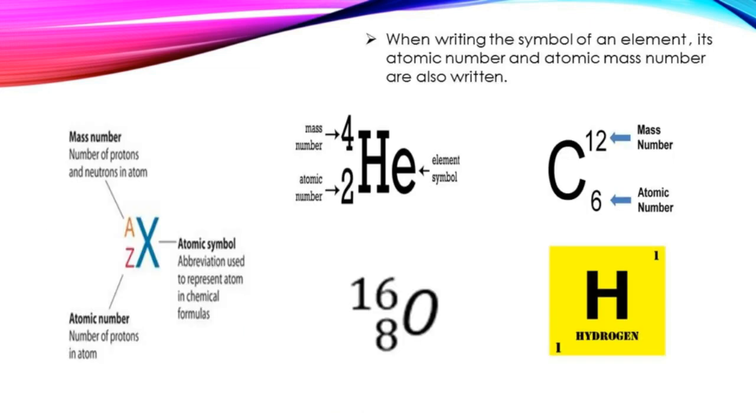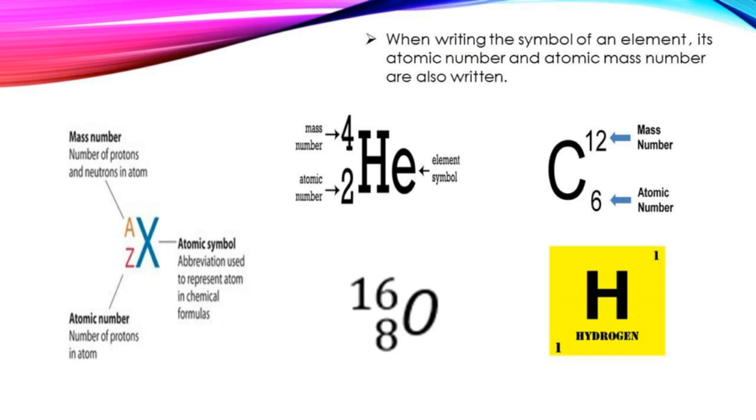When writing the symbol of an element, its atomic number and atomic mass number are also written. How? For that, first we should write the atomic symbol of an element, and to the superscript we should write the mass number of that element, and to the subscript we should write the atomic number of that element. See, first we are going to write the symbol of an element, helium. So what is the element symbol? It is He, and the atomic number of helium is 2, and the atomic mass number of helium is 4. So 2 is at the subscript and 4 is at the superscript.